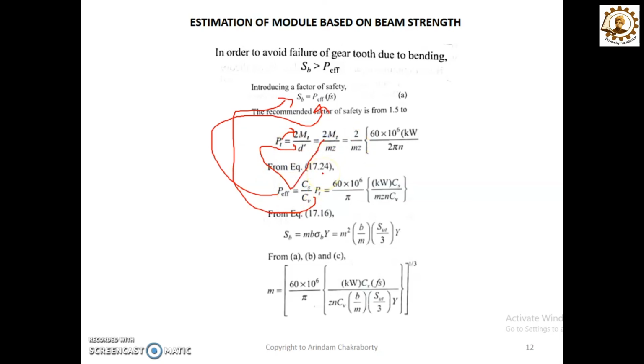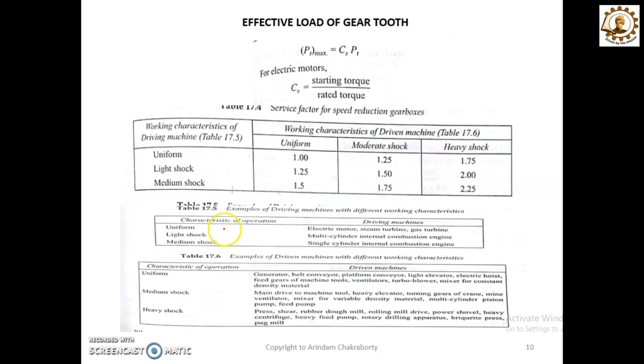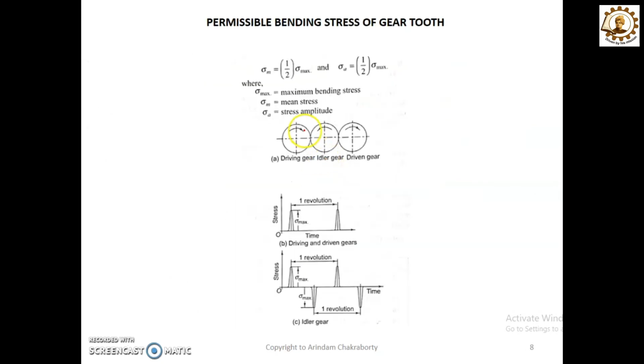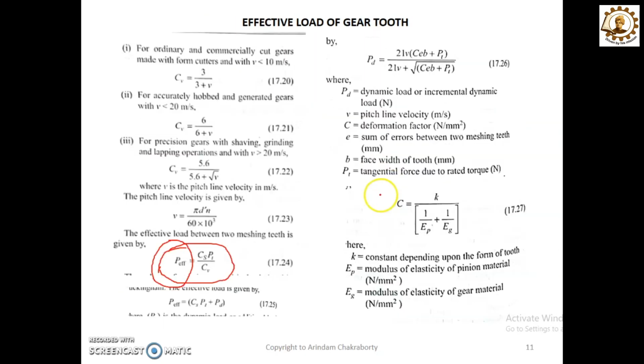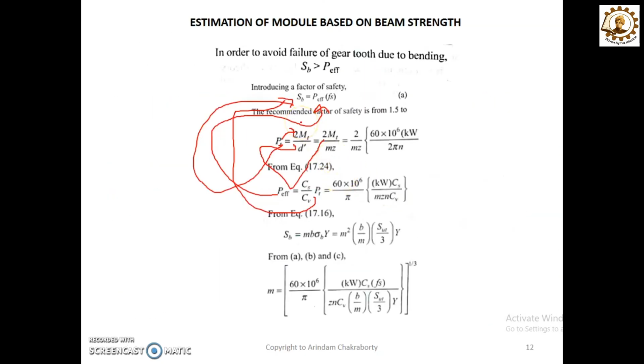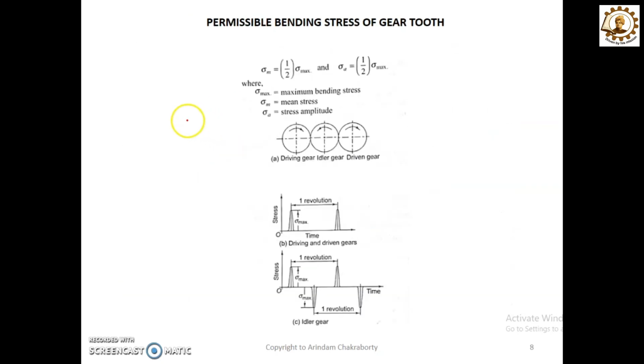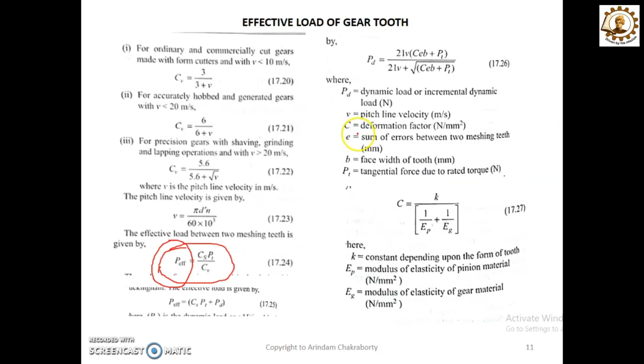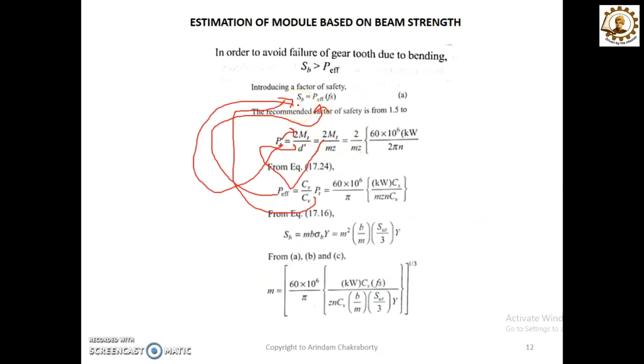So what you need to understand is that in terms of effective loading, SB is not equal to PT. That means PT is not equal to SB in terms of effective loading. But in terms of bending loading, SB is equal to PT. They are the same thing, but in terms of effective loading, SB is not equal to PT. It is somewhat related to PT with some factors like CS and CB.